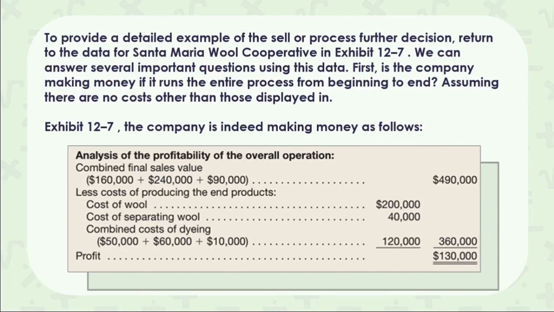As shown in Exhibit 12-7, of course, the company is indeed making money, as follows. This is an analysis of the profitability of the overall operation. The combined final sales value is $490,000.